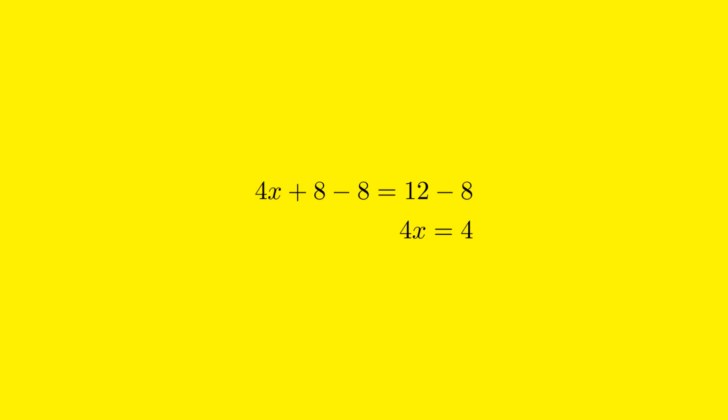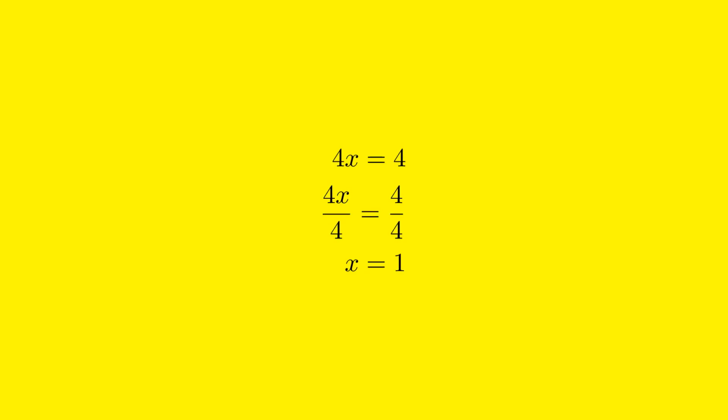The left side of the equation, 4x plus 8 minus 8, simplifies to just 4x. The right side, 12 minus 8, simplifies to 4. Now the equation has been transformed into 4x equals 4. This means we have successfully isolated the term with x on the left side.